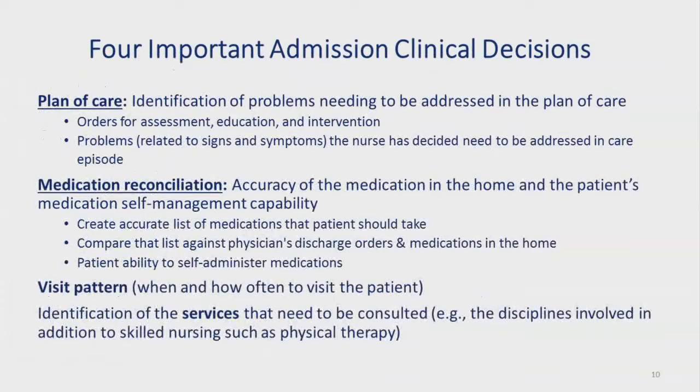So briefly talked about the 4 important admission clinical decisions that we're focused on. I'll talk about the 2 in this talk. One is the plan of care and which problems to include. The nurse decides which problems to include. And the second decision is medication reconciliation, which is the accuracy of the medication that's in the home and the patient's medication self-management capability. So you can see the difference from hospital medication reconciliation, looking at patient self-management capability. And so as you know, medication reconciliation is comparing the list of medications that came from the referring site to the list the nurse has in the home, and then finding all the pill bottles in the home and comparing what's on the pill bottles to what's on the list.